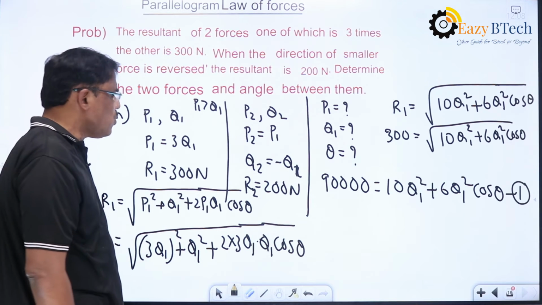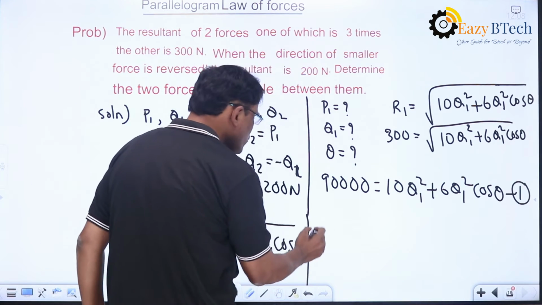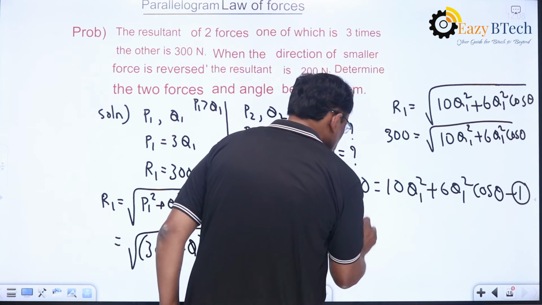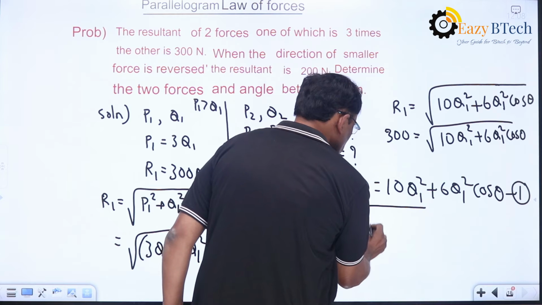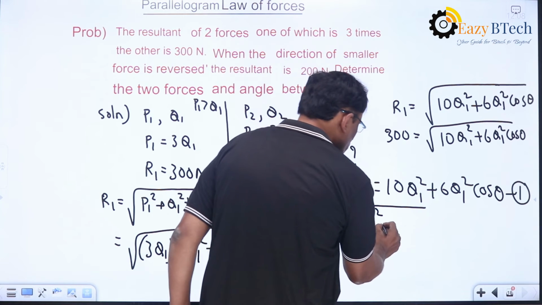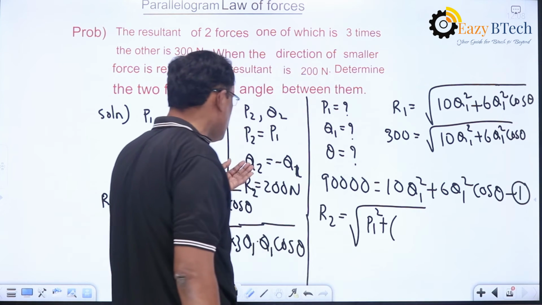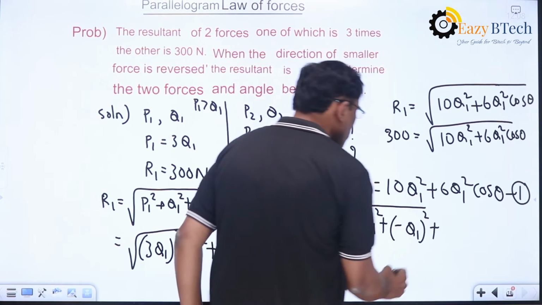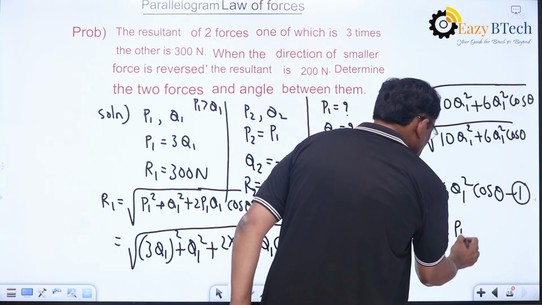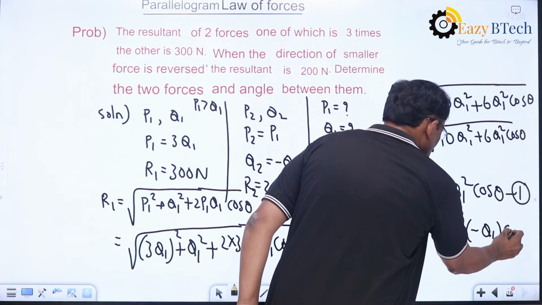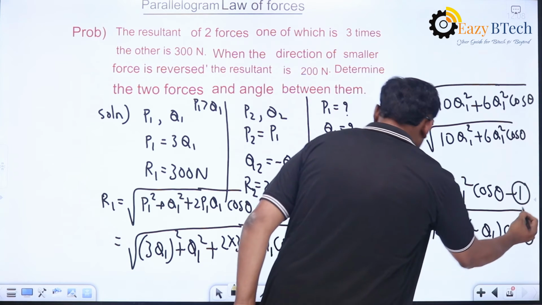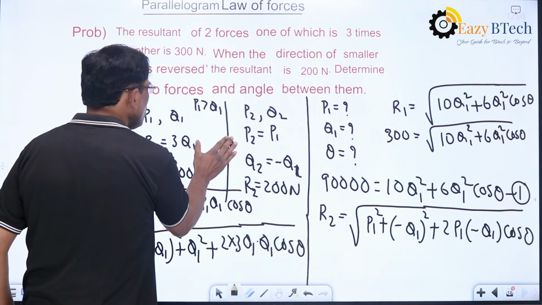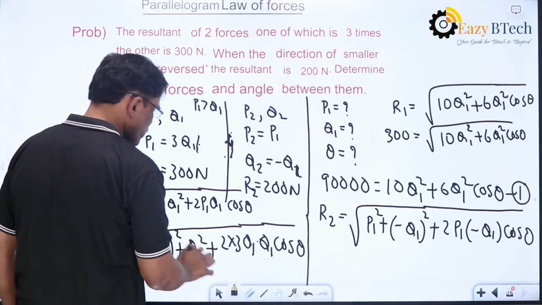And when it comes to R2, it is similar. Here P2 is the same as P1. So this is again P1 square plus Q1 square, but the direction is changed here. Q2 has become minus Q1. So it is P1 square plus Q1 square plus 2 into P1 into minus Q1 cos theta. The R2 value becomes 200 newtons because of this change.